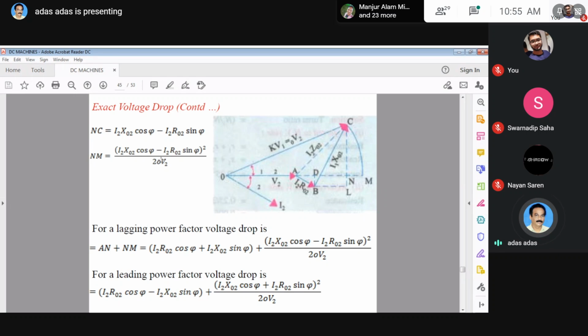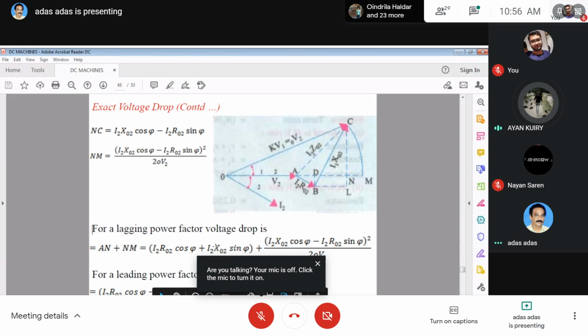Now, for lagging power factor, the voltage drop will have two portions. One is AN, another is NM. These portions we have calculated.